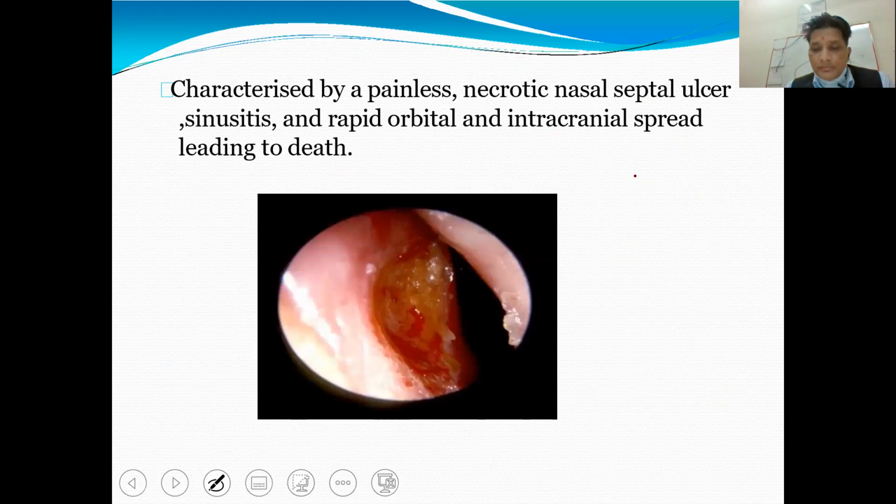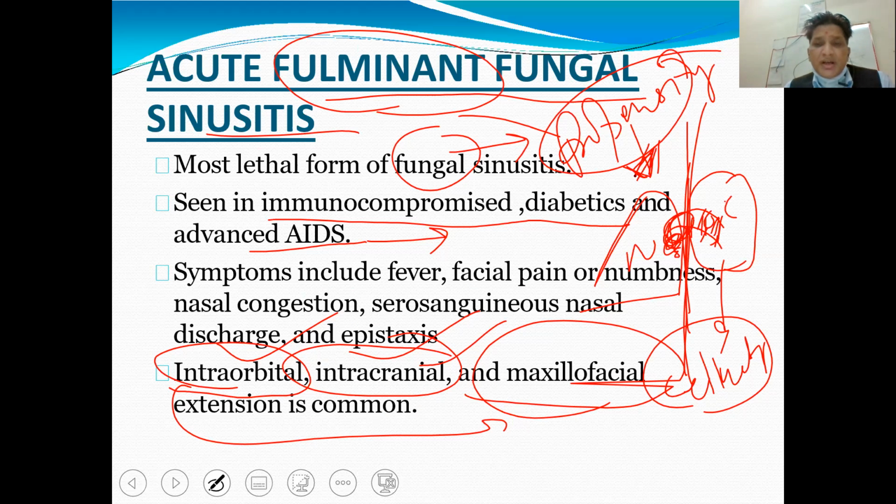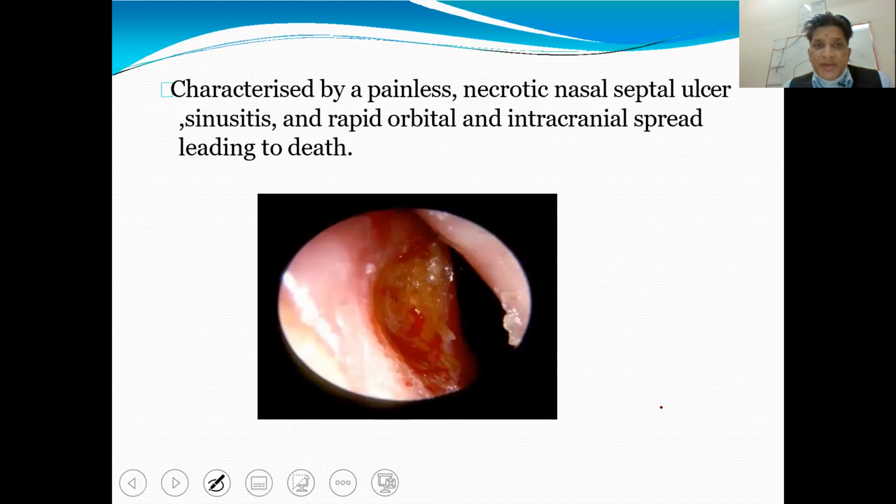So these patients usually present with orbital pathologies and proptosis, etc., and a PUO. What is PUO? Pyrexia of unknown origin. So these patients remain febrile even on the best of antibiotics, because of a high amount of fungal load. And this is an endoscopic picture.